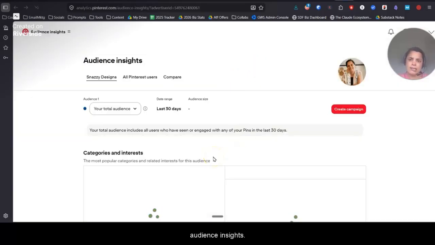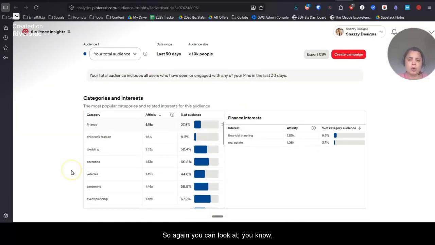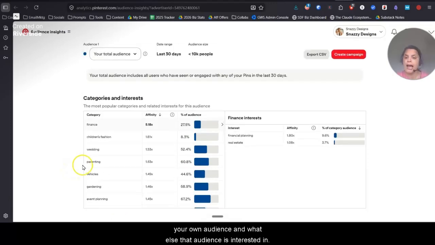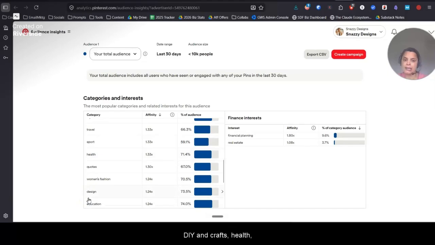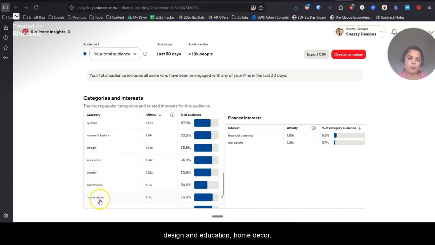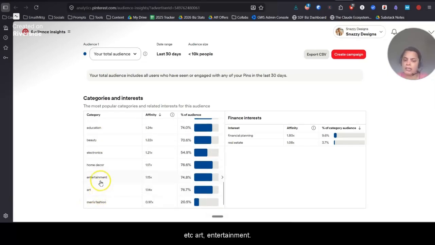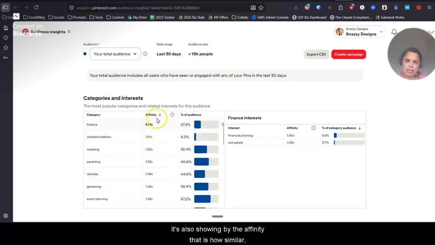And then there's audience insights. So again, you can look at your own audience and what else that audience is interested in. So my audience is interested in event planning, DIY and crafts, health, design and education, home decor, etc., art, entertainment. You can see that it's also showing by the affinity, that is how closely these audiences are matched. And finance is top of the list, so that's quite interesting. Financial planning, real estate, those are quite high in their interests.